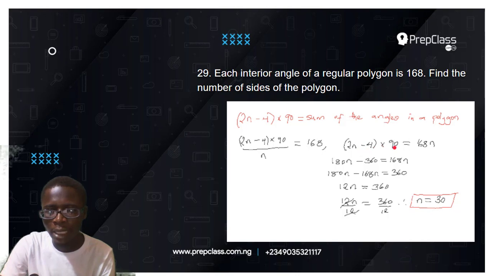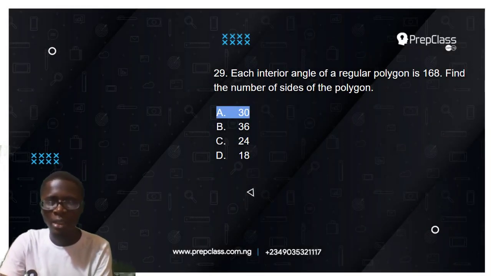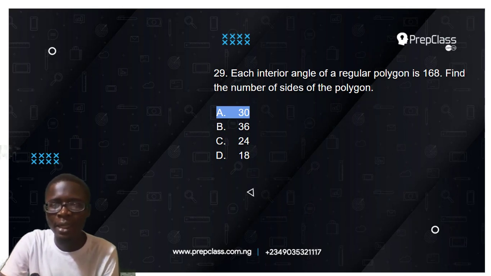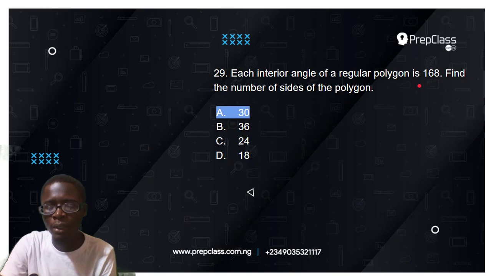So we need to distribute 90 across this bracket. 90 times 2n is 180n minus 90 times 4 is going to give us 360, which is equivalent to 168n. So 180n minus 168n is equivalent to 360. So 180 minus 168 is going to give us 12n, which is equal to 360. Divide both sides by 12, and you end up having the number of sides to be 30. So this is option A. That is to say that a 30-sided regular polygon will have 168 degrees in each of its interior angles.